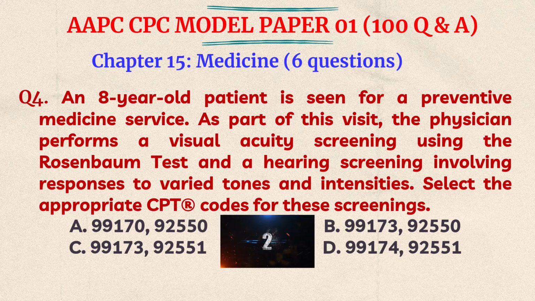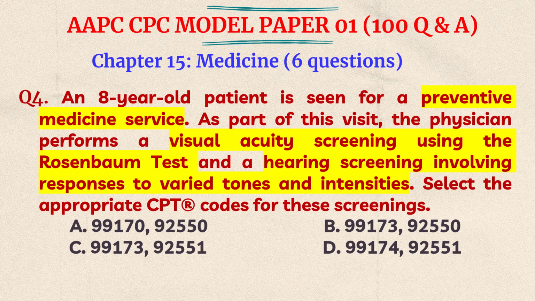3, 2, 1. In this case, we had to highlight this is a preventive medicine service. The first scenario is visual acuity screening using the Rosenberg test. Second screening is hearing screening involving responses to varied tones and intensities. So when you look at the answers, you can see the adjacent codes are available. The first code is 99,170, 73 and 74. Second code is 92,550 and 51. So you can use the elimination method to find the answer quickly.